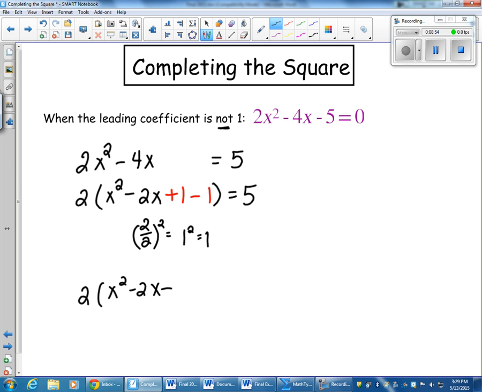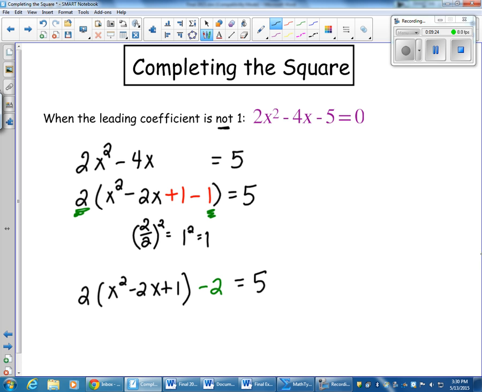Okay? So next what you're going to do is rewrite the first 3 terms and leave them in the parentheses. But I'm going to take the last term out. So I'm going to multiply this 2 by this last term, negative 1, which would be negative 2. So all I did there was take this term, distribute it, didn't distribute to everything else, just to this term, and brought it out of the parentheses.